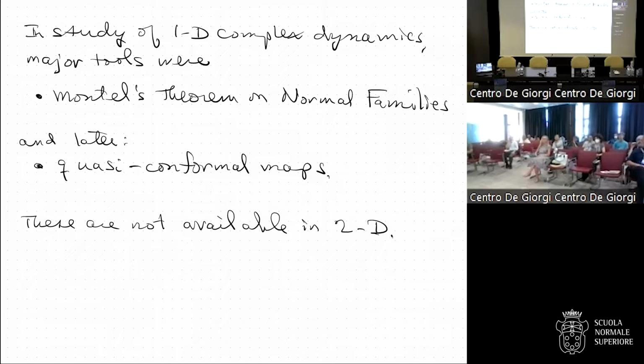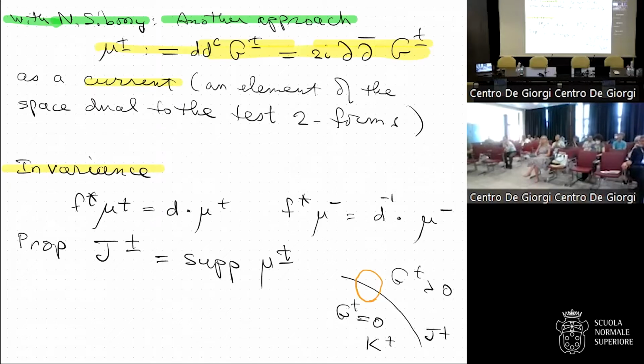So I told you that my introduction was when I was visiting Sibony in Paris, and we started talking about it. Well, we were thinking, when you're looking at one-dimensional complex dynamics, most of the theory, you know, that was done by Fatou and Julia was done using Montel's theorem, a very, very powerful theorem on normal families. And then later, with Sullivan's theorem, they started using quasi-conformal maps, and these things just aren't available in dimension 2.